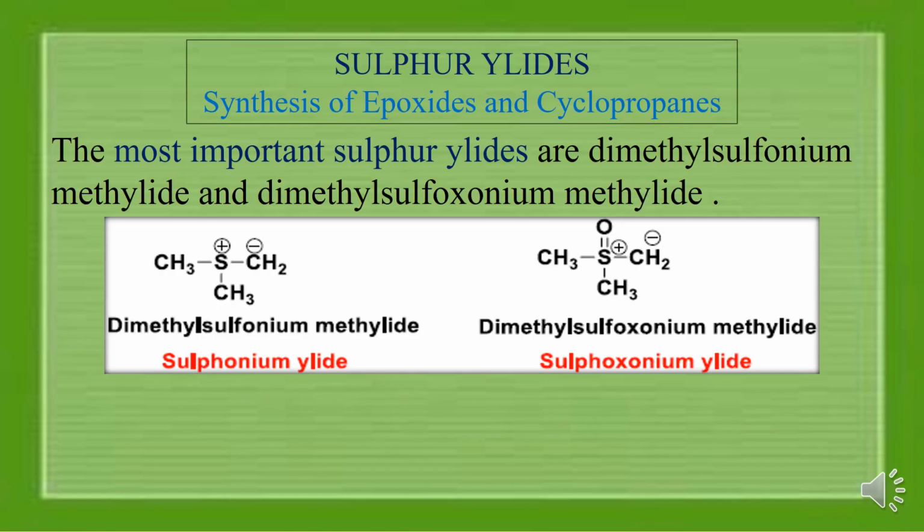There are two important sulfur ylides, namely dimethyl sulfonium methylide and dimethyl sulfoxonium methylide. Among these two, dimethyl sulfonium ylide is not stabilized by any factors like resonance, whereas dimethyl sulfoxonium methylide, which we call sulfoxonium ylide, is stabilized by resonance. Therefore, when we compare the reactivity of these two ylides, sulfonium ylide is more reactive than the sulfoxonium ylide.